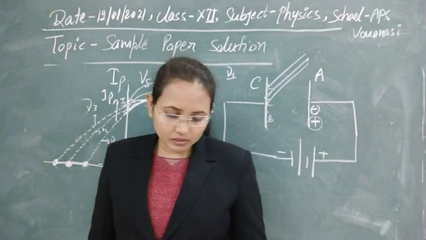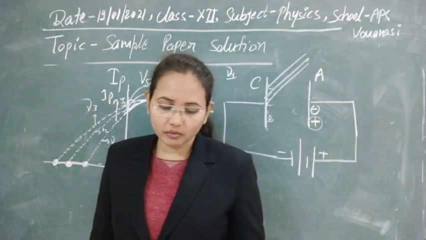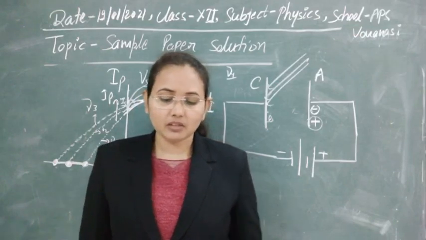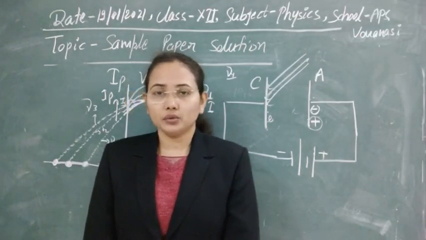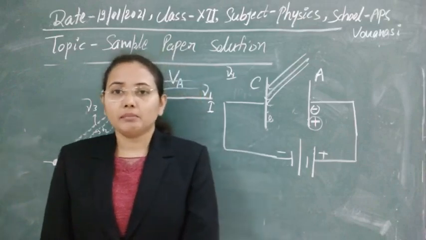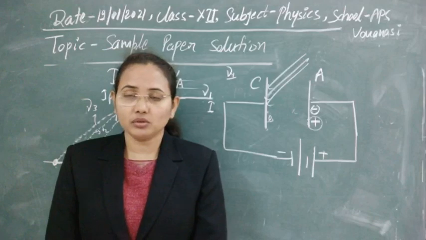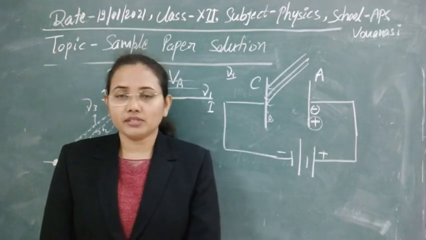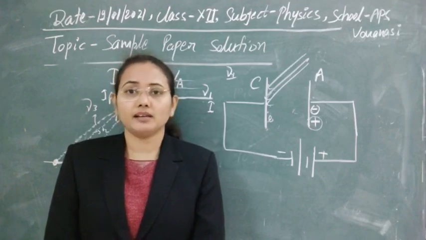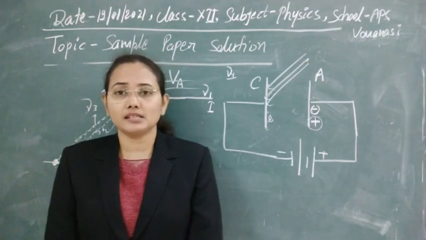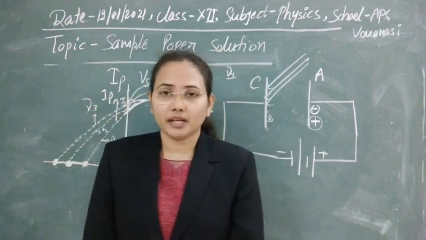Okay. The next question is: why is a potentiometer preferred over a voltmeter for the measurement of EMF of a cell? As you have studied two instruments in the laboratory, the meter bridge and the potentiometer, we have used that instrument also to find out the EMF of a cell, to compare the EMF of cells, and to find out the internal resistance of a cell. So a number of things we have done with the help of the potentiometer.